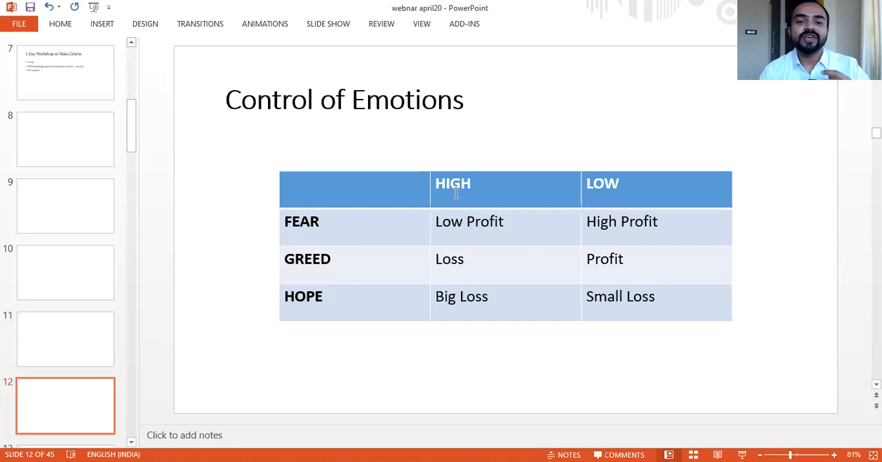Suppose my fear is high. What will happen? Then what will I do? If I make a small profit, then I will book that profit, because I have fear that that small profit will also go away. But this is not good, because I'm not allowing that small profit to turn into a big one.